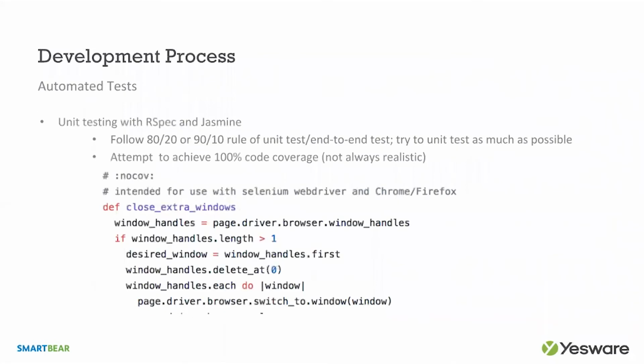On the subject of automated tests, we tend to follow an 80%, 20%, or 90%, 10% rule of unit tests to end-to-end tests. We tend to unit test with RSpec and Jasmine, and we try to unit test as much as possible. The goal is to achieve 100% code coverage, which we realize is not always realistic. You might have things like database indexes in your code that you would never want to write tests for, or you might have support code, test code that you don't want to write tests for.